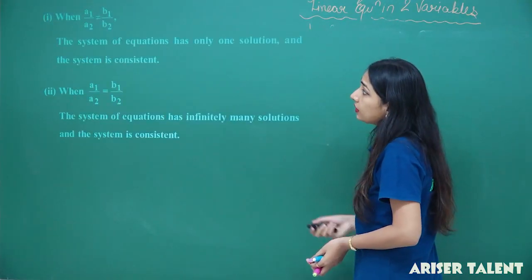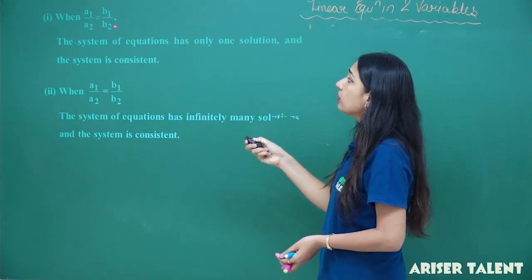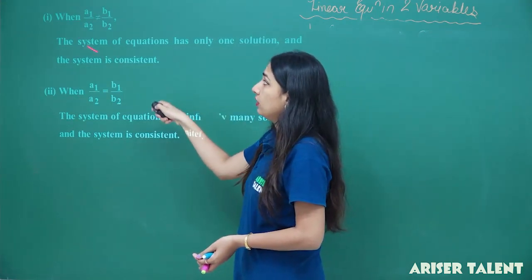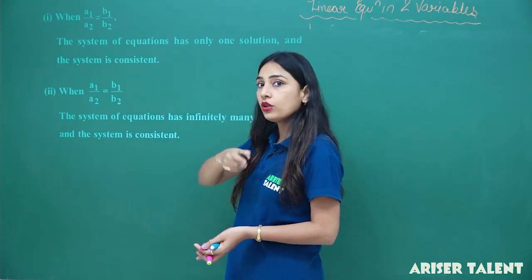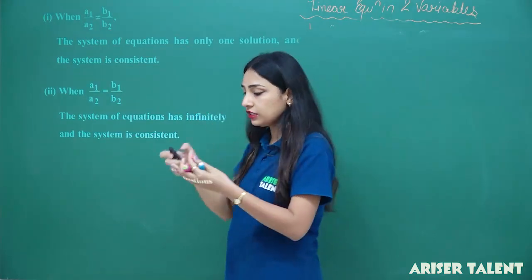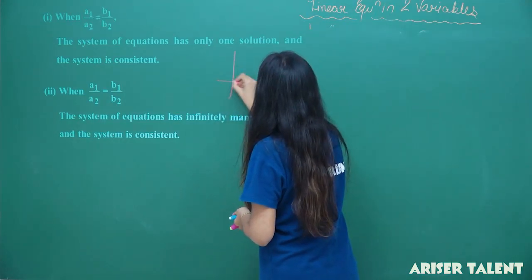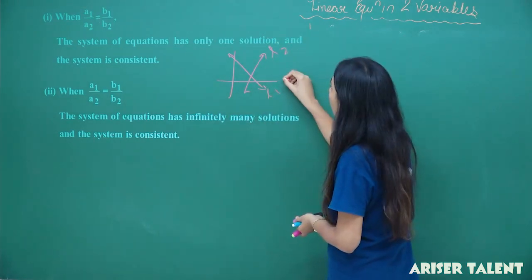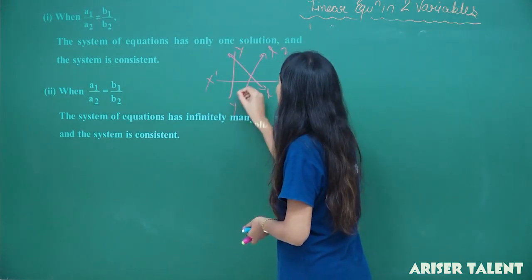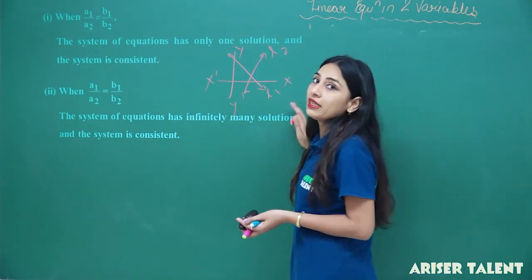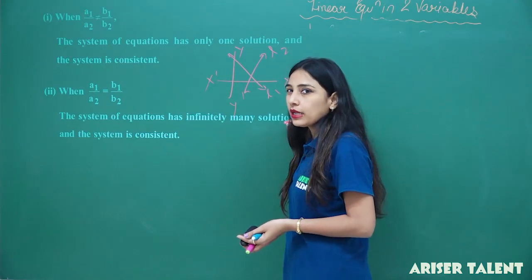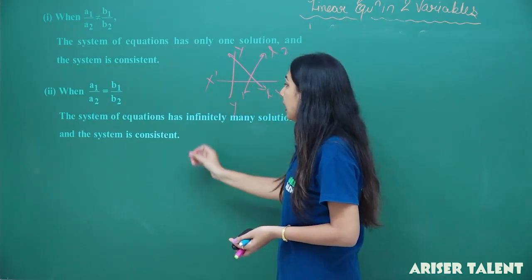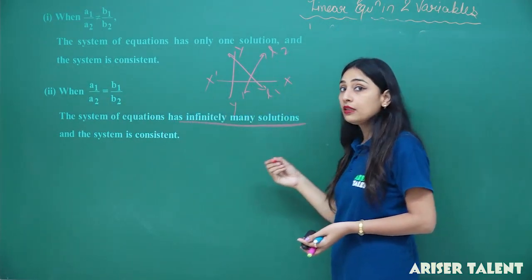Now when a1 by a2 is not equal to b1 by b2, we have studied this kind of relation, that in that particular manner we are only having one solution. The lines are crossing each other like this. If this is L1 and this is L2, and this is our x dash and this is y and y dash. Why I'm messing it? Because I have told you so many times, now you are used to that particular thing. Now when a1 by a2 is equal to b1 by b2, then it will have infinitely many solutions and the system is consistent.